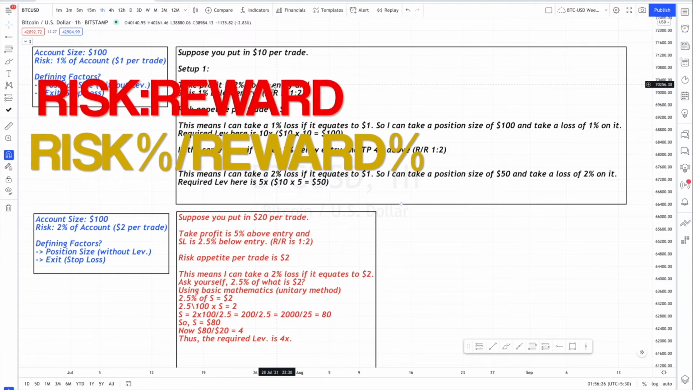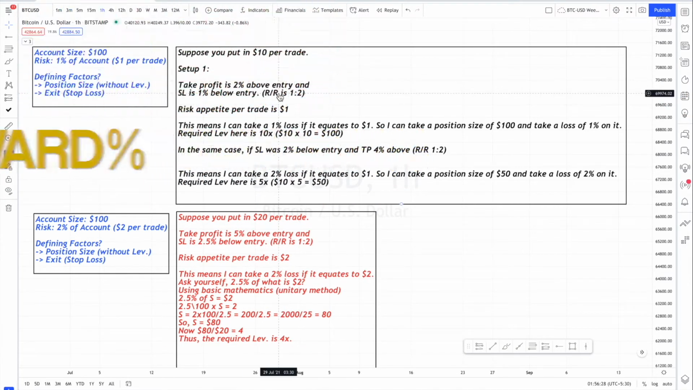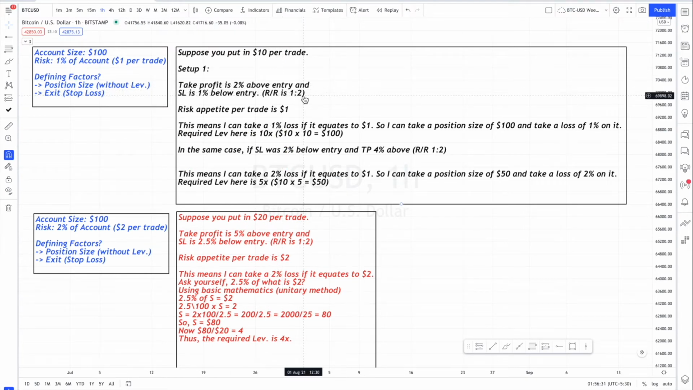It's a very basic concept to calculate your R2R, that is risk to reward ratio. Risk 1, reward 2, so 1:2. Now your risk appetite per trade is $1. As you can see here, risk 1% of account, that is $1 per trade. This means that you can take a 1% loss if it equates to $1. And you can take a position size of $100 and take a 1% loss on it. So required leverage here is 10x. How? You multiply this $10 to the 10x leverage and you get what? $100. So if you take a 1% loss on $100, you only lose $1.